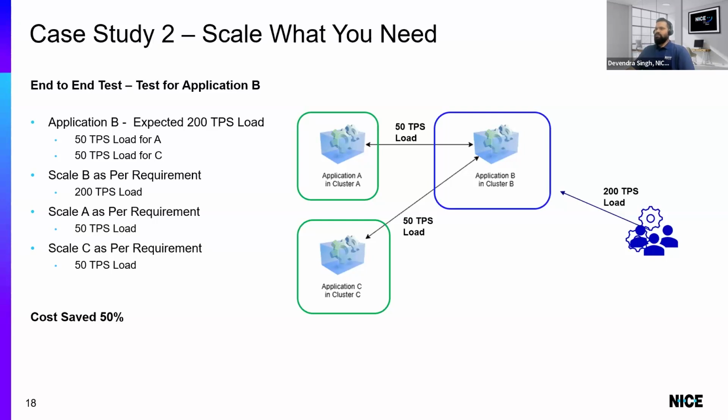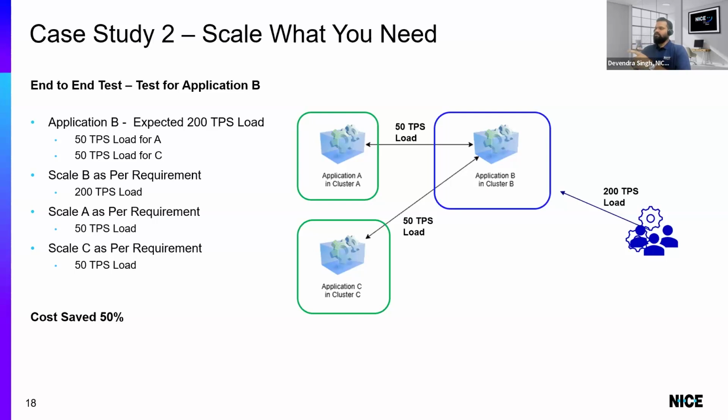Now, if we scale everything uniformly to 200 TPS and make an uninformed decision, people will scale B, A, and C all to cater to 200 TPS load. But when we make an informed decision, we will scale the infra in a targeted way, and we do not over provision any of the components. So the scaling of each part of the system will happen based on the real demand. A is getting a demand of 50 TPS, C is getting a demand of 50 TPS. So we will be scaling A and C as per 50 TPS load. We will scale B as per 200 TPS load.